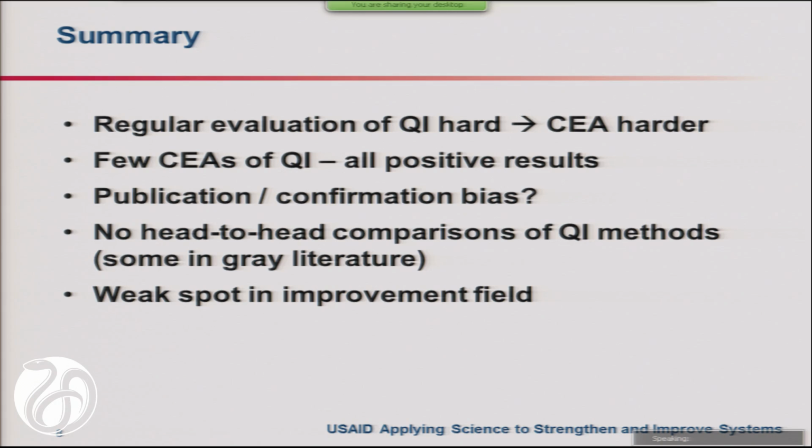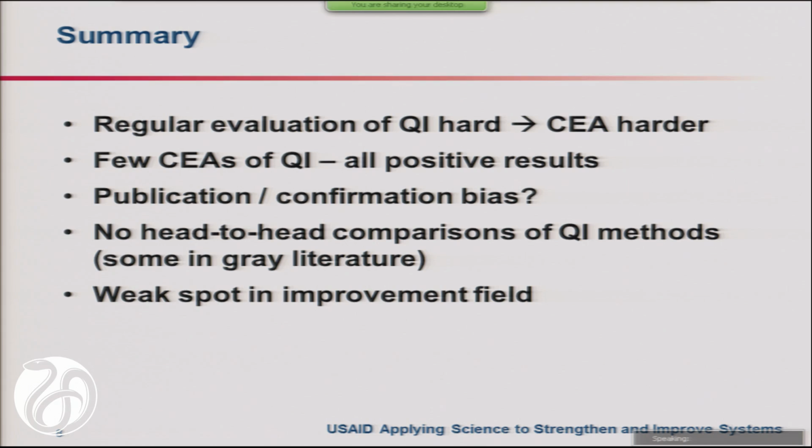There are very few out there, and they all had positive results, which does beg the question, how much publication or confirmation bias was there? And I don't have a good answer to that. And it does beg the question that Alex was noting before, which is should the folks doing the implementation of these improvements be evaluating it? That's a good question. There were no head-to-head comparisons of the 6 types of interventions that we've been discussing in this.